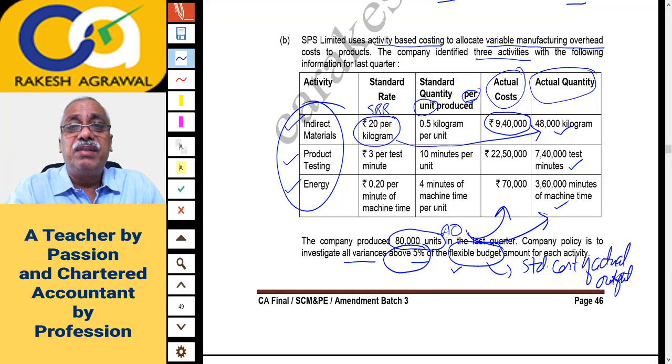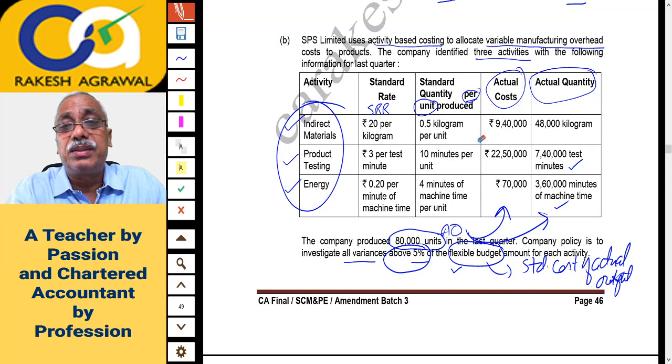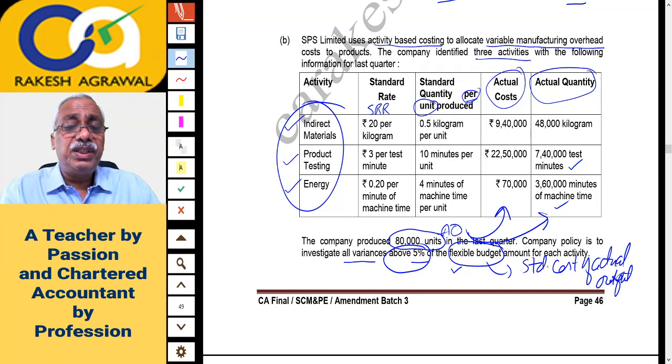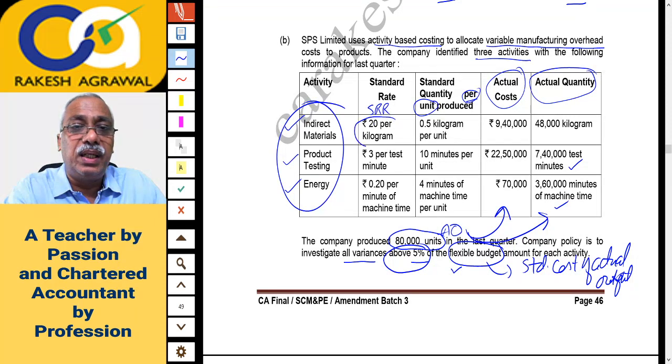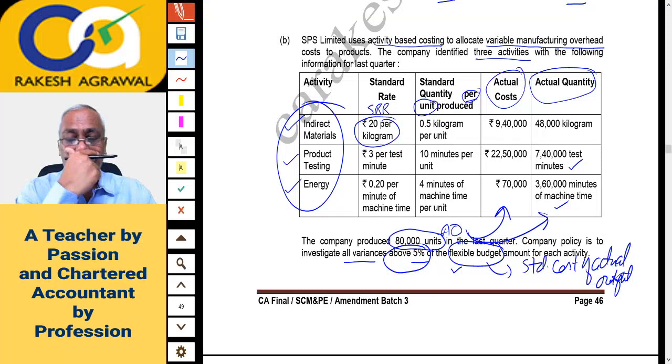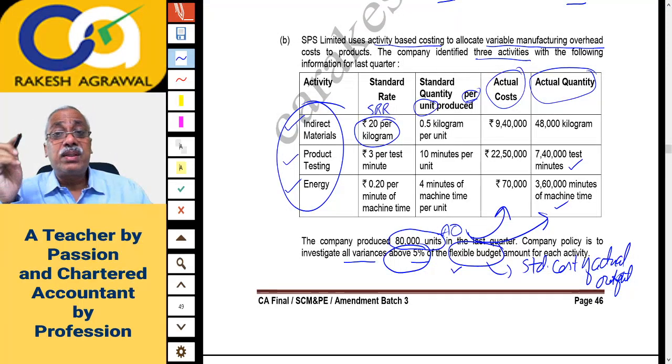Now for efficiency variance, what we will do? I'll just make some space for efficiency variance. For efficiency variance, SRR per hour will be this only. Instead of per hour, it is per kg here. That is activity cost driver rate. But into, in the bracket, it was standard hours for actual output. So for that, what I'll do? I'll calculate standard quantity for actual output.